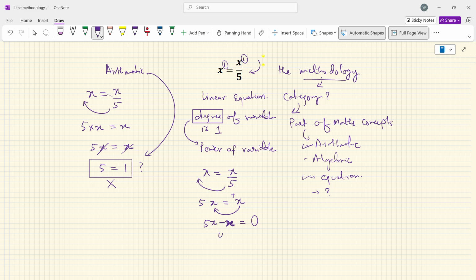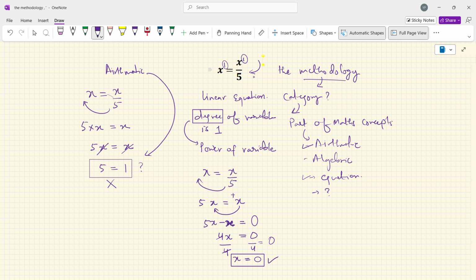5x minus x is 4x is equal to 0. Now, since we are finding the value for x, we can divide both sides by 4. x is equal to 0. So the right value of x is 0. I hope it is clear now.